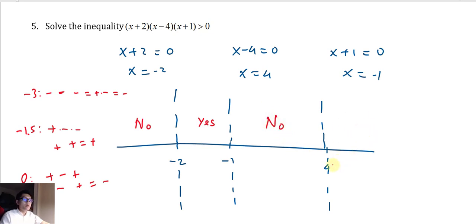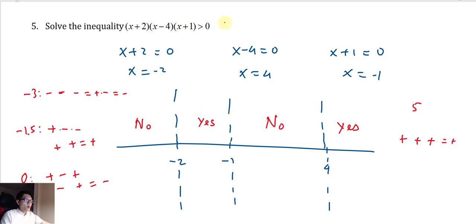And then pick a value to the right of 4. Let's see, 5. 5 plus 2 is plus. 5 minus 4 is also plus. And 5 plus 1 is also plus. Plus, plus, plus. At the end, we multiply all the plus together. You get a plus value, which is bigger than 0. So the answer is yes.